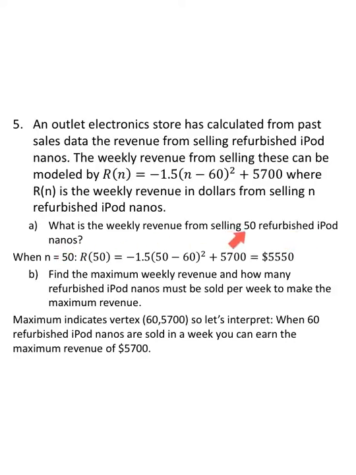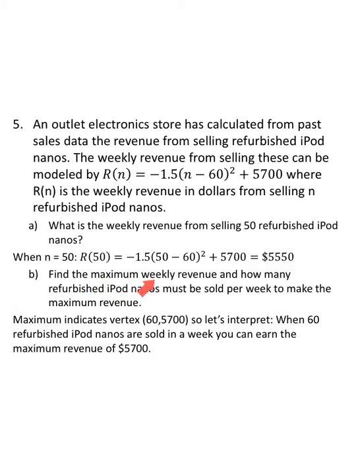Well, there's 50 nanos. So put 50 in for n and simplify. 50 minus 60 using order of operations. Look at our parentheses first. That's -10. -10 squared is a positive 100. When I multiply a positive 100 times a -1.5, I'll have -150. -150 plus 5,700 is $5,550. So if they sell 50 refurbished iPod Nanos in a week, they're going to make a revenue, an income of $5,550. Now, it doesn't take into account cost, but at least that's the money coming in.